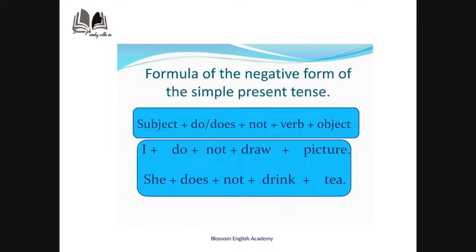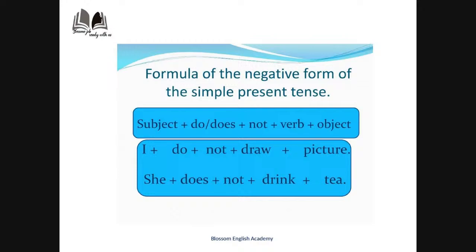And for a negative sentence, it is pretty easy. You just have to add a not to it. Okay. So the question would be, do you draw pictures? Then the answer to that question would be, I do not draw pictures.